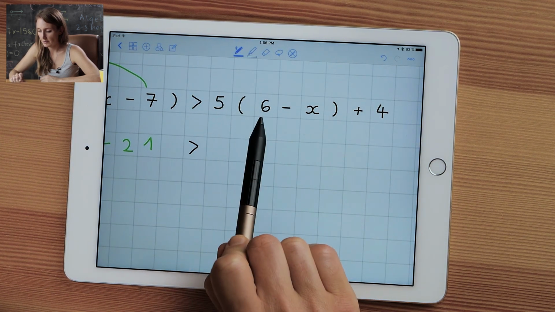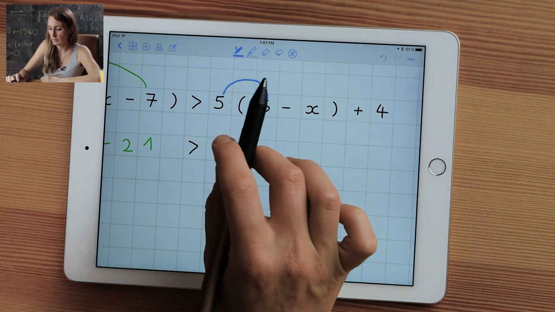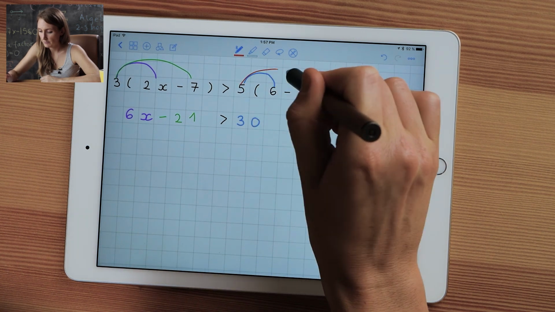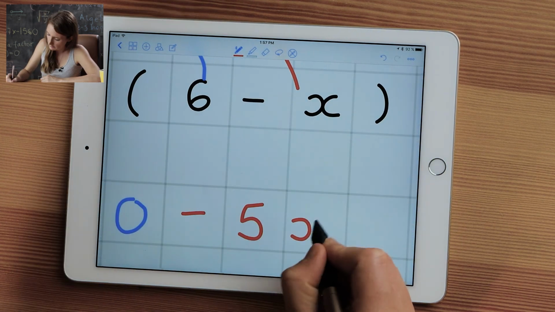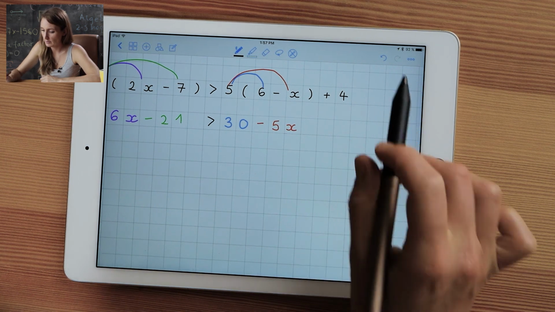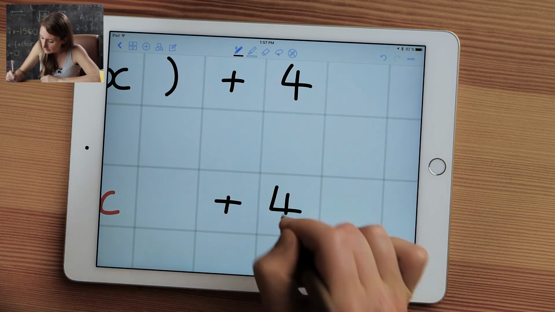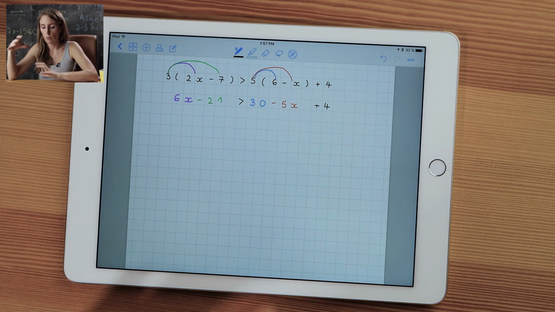So I'm going to do 5 times 6. That's going to give me 30. Lastly, I'm going to do 5 times minus x, which is going to give me minus 5x. Don't forget you still have your plus 4 here, so I'm going to write that down here. So the first line, I've multiplied out my brackets. Now I'm going to work on adding together all of my like terms.